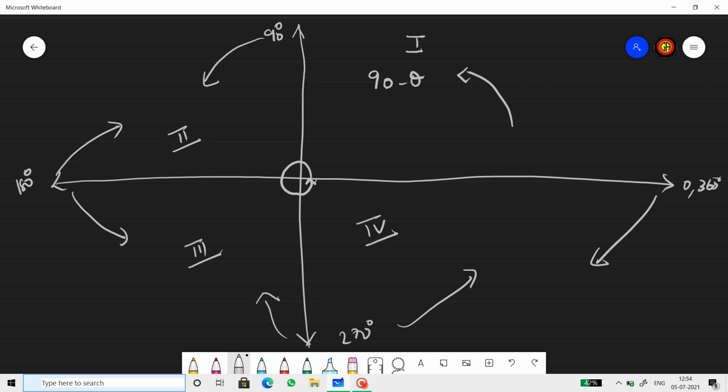Now what happens to any angle that is above 360? Well, that is considered a second rotation. Alright, so this is for one rotation.